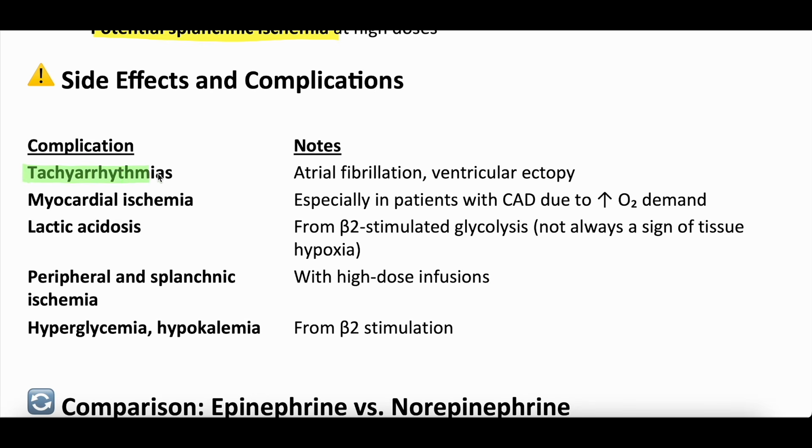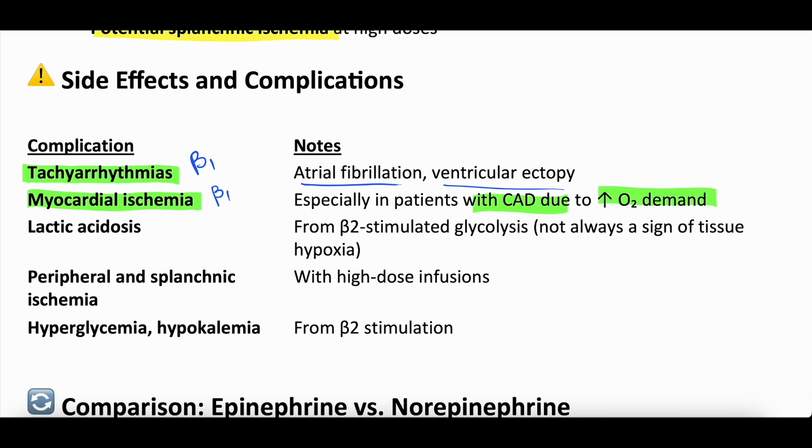So we already talked about tachyarrhythmias. Because of that beta 1 effect of epinephrine, you get more atrial fibrillation, more ventricular ectopy. It also can cause more myocardial ischemia because of the beta 1 effect, you're asking that heart to squeeze harder and harder and harder. And while it's doing that, that heart is using more oxygen and it needs more blood flow. So if patients have coronary artery disease, it can increase oxygen demand and cause some degree of myocardial ischemia, just from a global inability to get enough blood flow to the myocardial tissue.